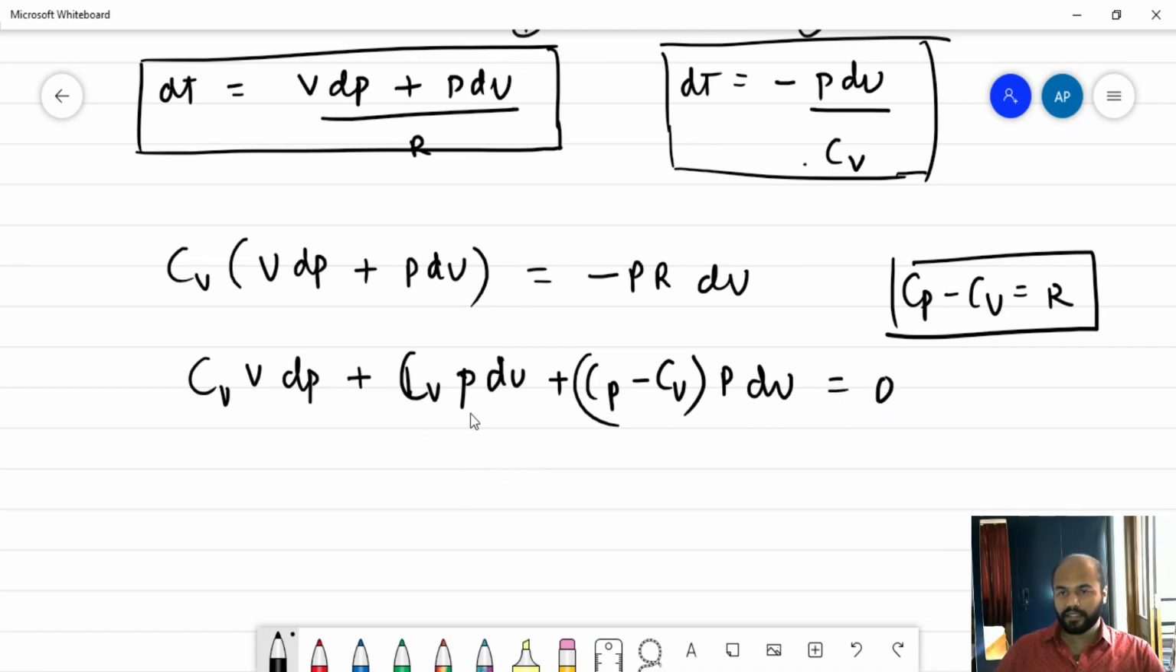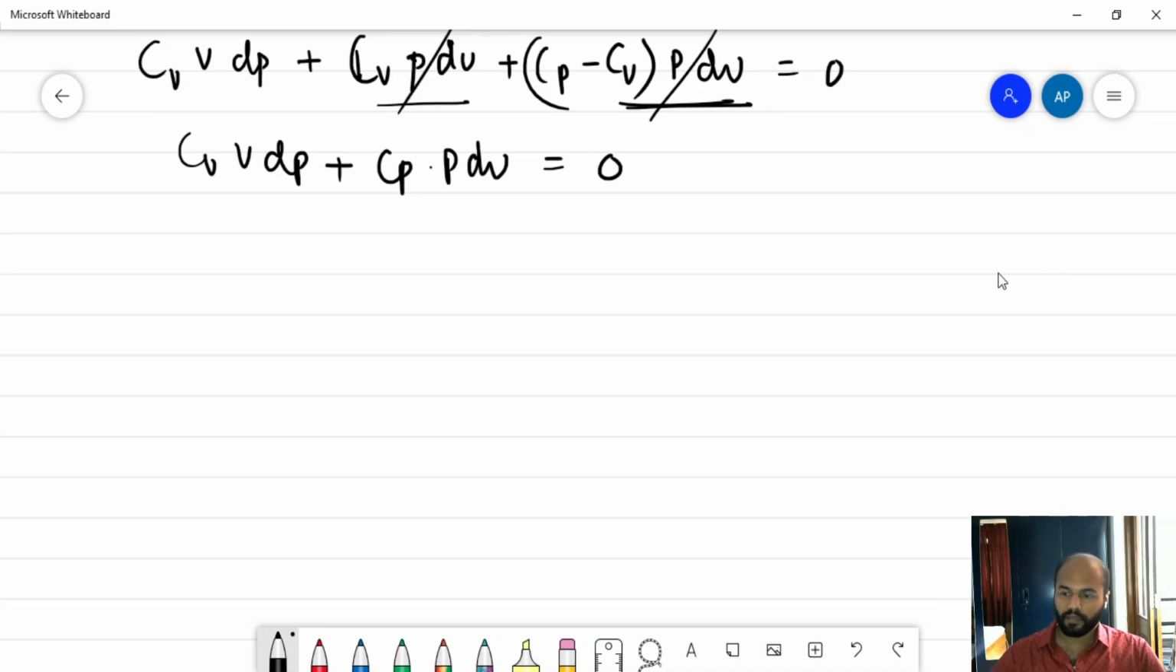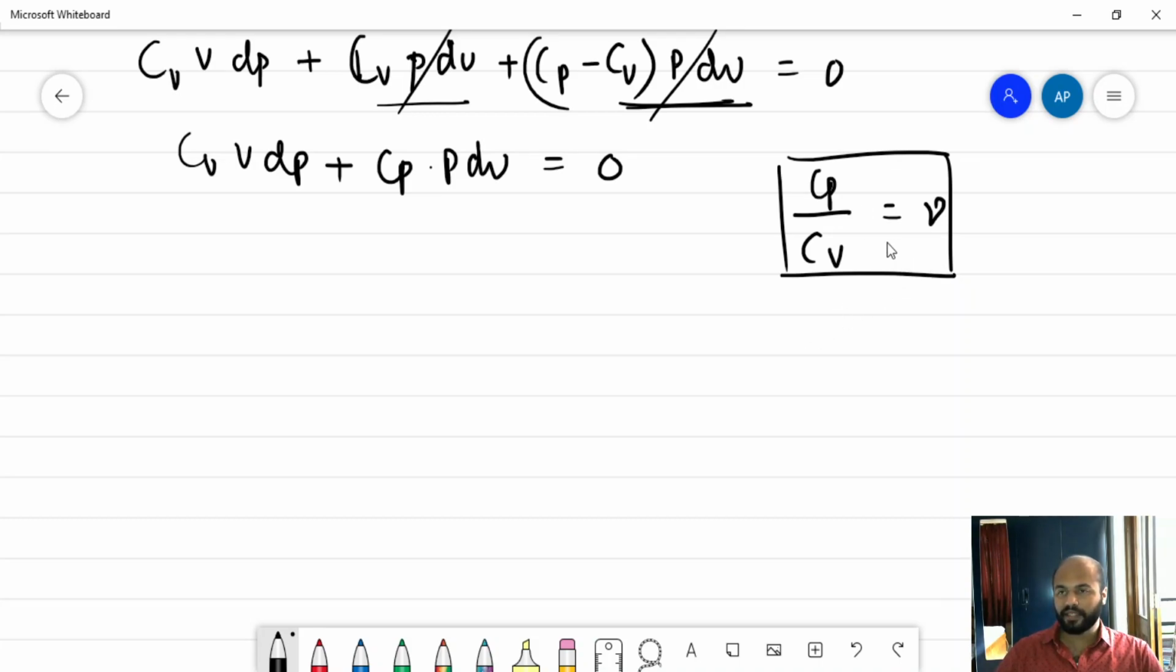Now you can clearly see that here there is Cv P dV and here there is minus Cv P dV. So these two parts will cancel out. And what we get is Cv V dP plus Cp P dV is equal to 0. Now some of the relations learned here would be explained in later parts of the video. So here there is another relation, Cp by Cv. This ratio is called gamma, and now we are going to use it.